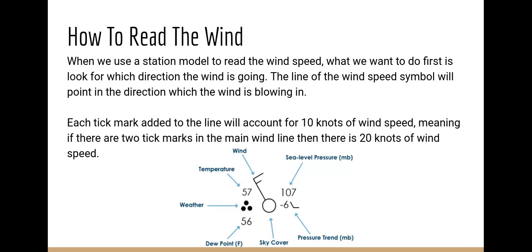How do we read the wind? When we use a station model to read wind speed, what we want to do first is look for the direction in which it's going. The line of the wind speed symbol will point in the direction which the wind is blowing in. Each tick mark that is added to that line will account for 10 knots of wind speed. Wind speed is usually measured in knots. Instead of measuring it in miles per hour or kilometers per hour, which sometimes it is, a lot of stations will first measure it in knots of wind speed. So if there are 2 tick marks in the main wind line, then there are 20 knots of wind. And that's what we see here in this station model.